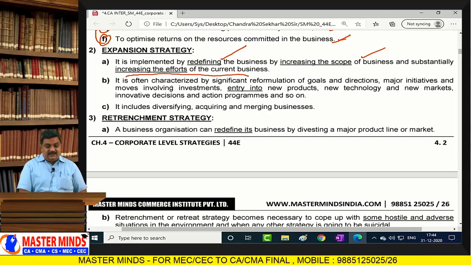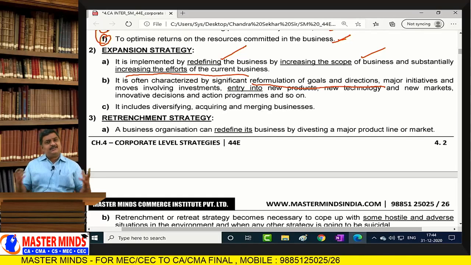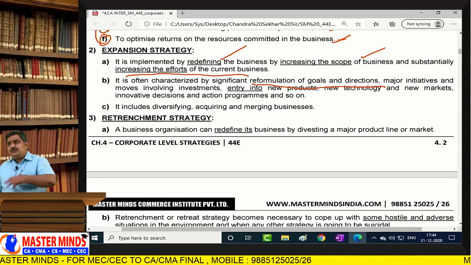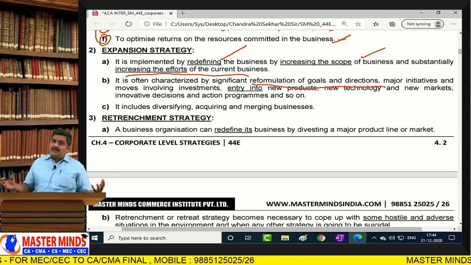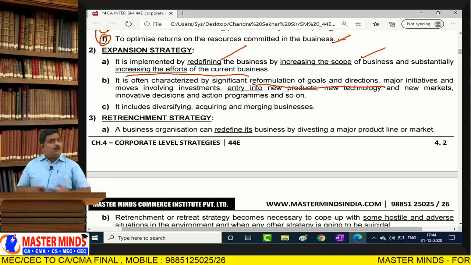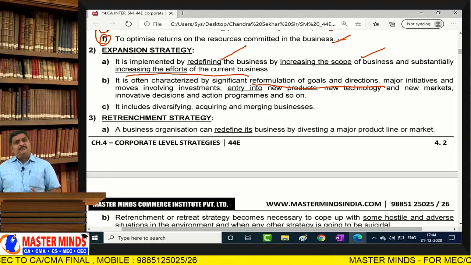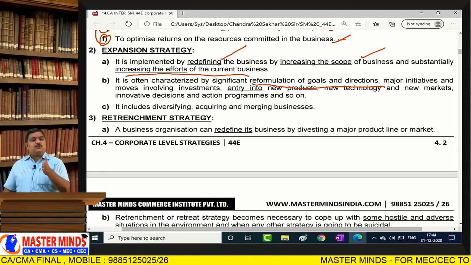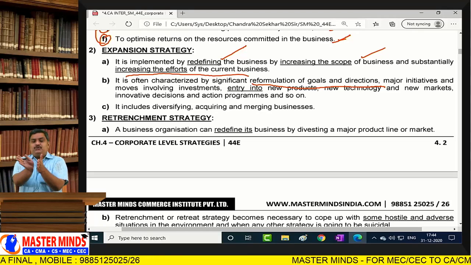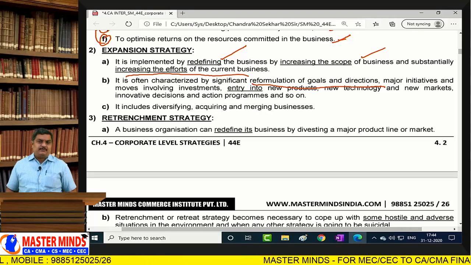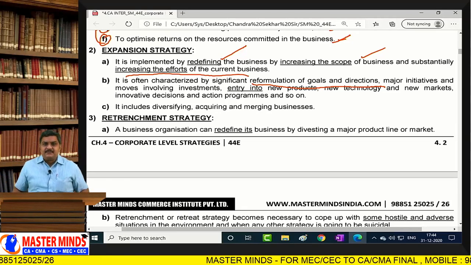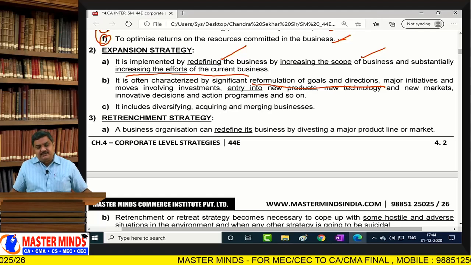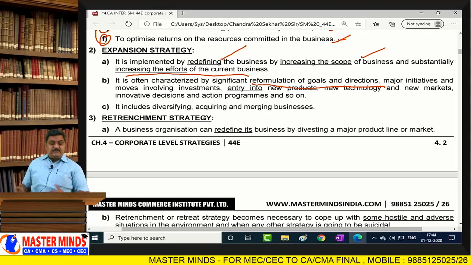And it is often characterized by significant reformulation of goals and directions. Yes, whenever I am entering a new business, with a new product, into a new market, automatically the goals will be reformulated. The goals of my company will be reformulated. The direction will change. So far I have been going only in IT and right now I want to go into FMCG also, or into auto or some other businesses. So definitely there will be a change in direction and major initiatives are to be taken.